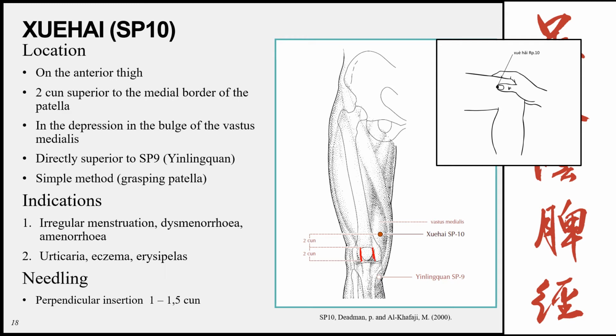And then from the medial border, we need to go 2 tsun superior, and it's in a depression in the bulge of the vastus medialis, directly superior to spleen 9. And there's a simple method of locating this point.